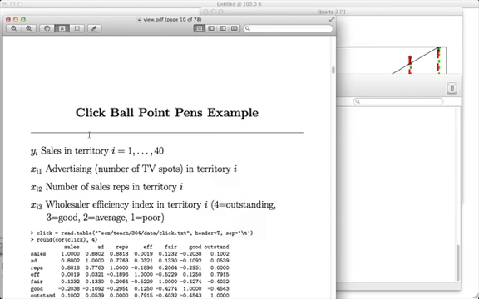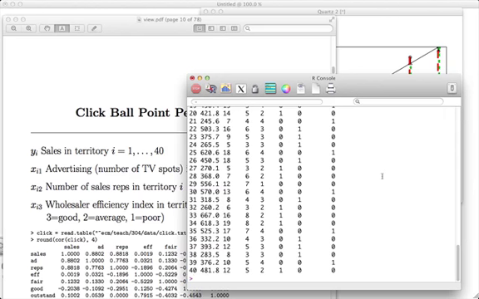This video is going to show how to run basic regressions in R. So let's use the Click ballpoint pens dataset, which is available from Blackboard. And I've already read this in. So here is the Click dataset. Let's do a summary on it.